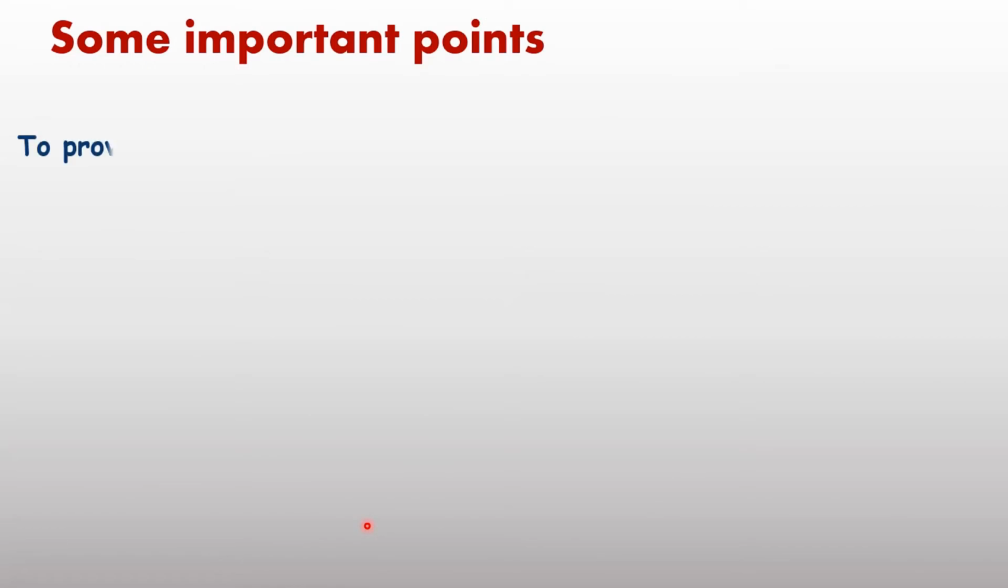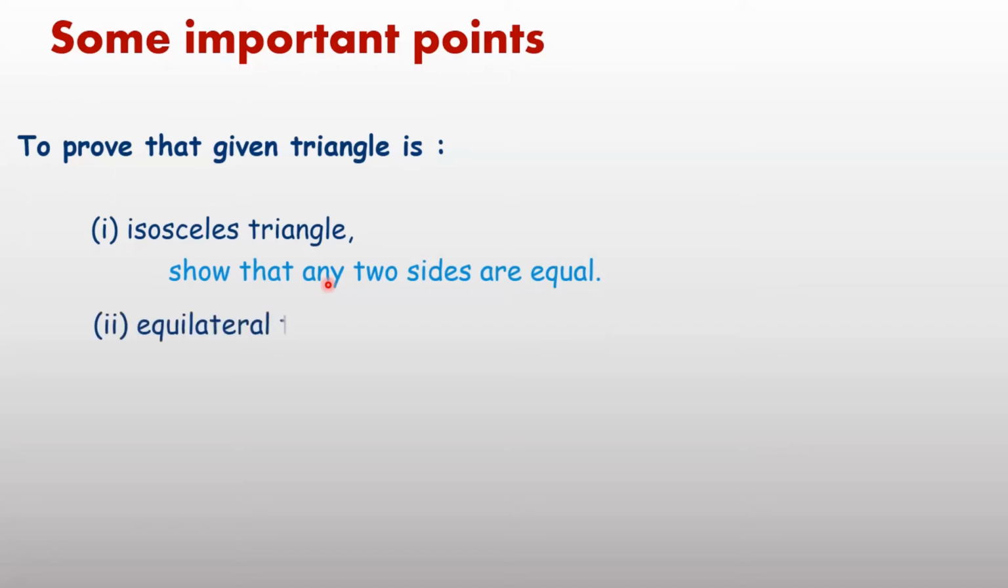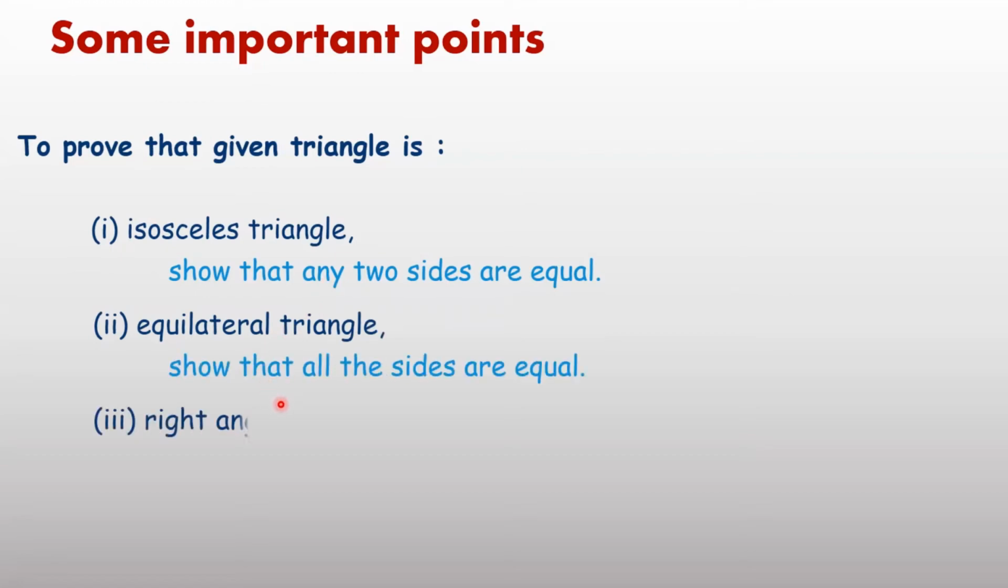Now next, if coordinates of 3 points A, B and C are given, you have to prove that the triangle is an isosceles triangle. Isosceles triangle means a triangle in which two sides are equal. Therefore, find out AB, BC and CA. If any two sides are equal, it is an isosceles triangle. For an equilateral triangle, if all three sides are equal, then we can say it is an equilateral triangle.